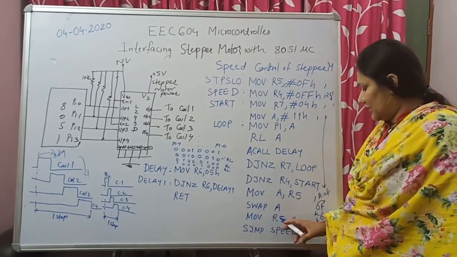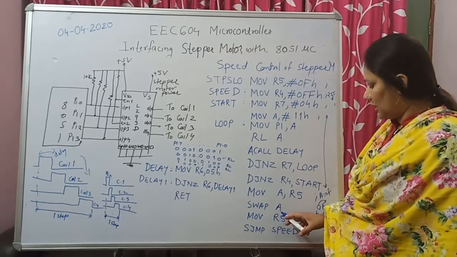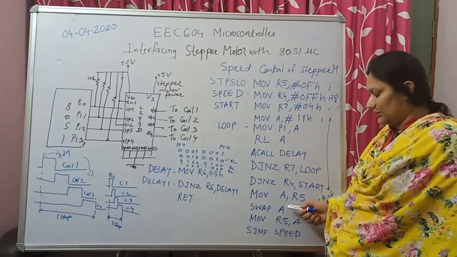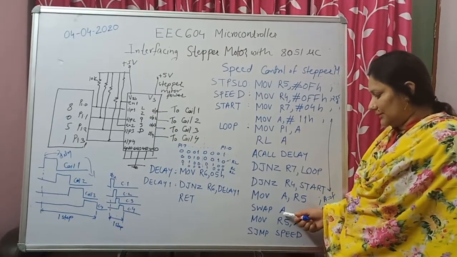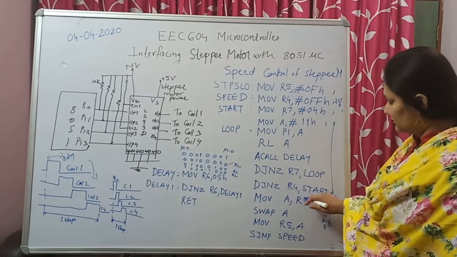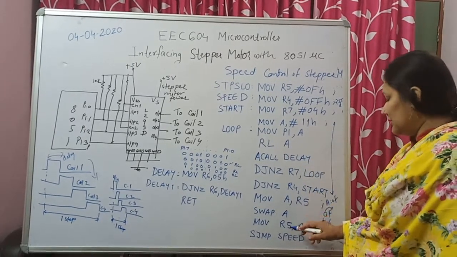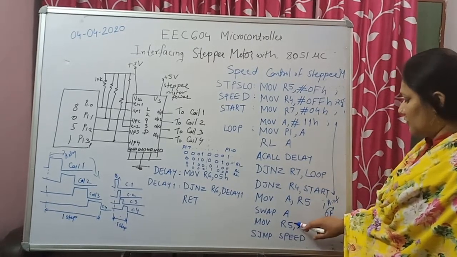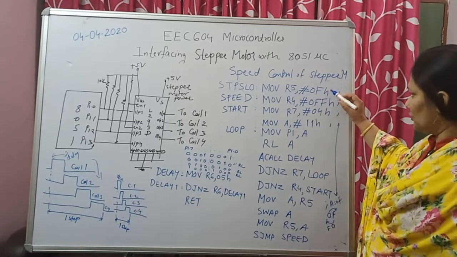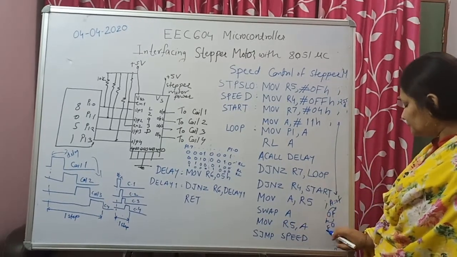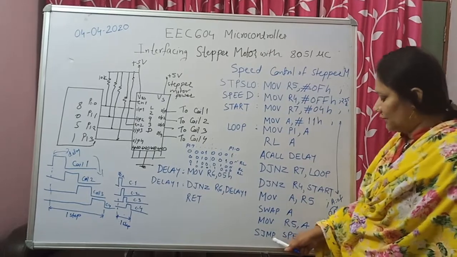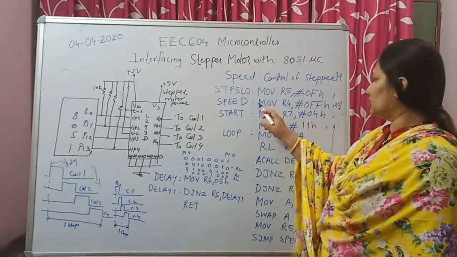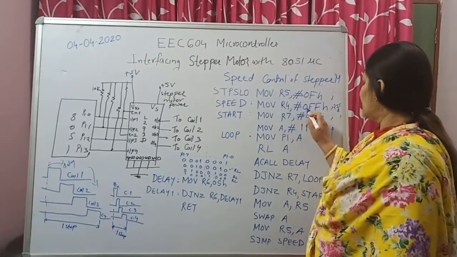Then we are taking the contents of the accumulator into the R5 register, because swapping cannot be done on a register; swapping is always done on the accumulator contents. First we move the contents from R5 to the accumulator, and after swapping, we move the contents from the accumulator to R5. Previously R5 contents were 0F, now they are F0. Then we jump to the speed location. What does the speed location stand for? Speed location is here: MOV R4, #0FF.